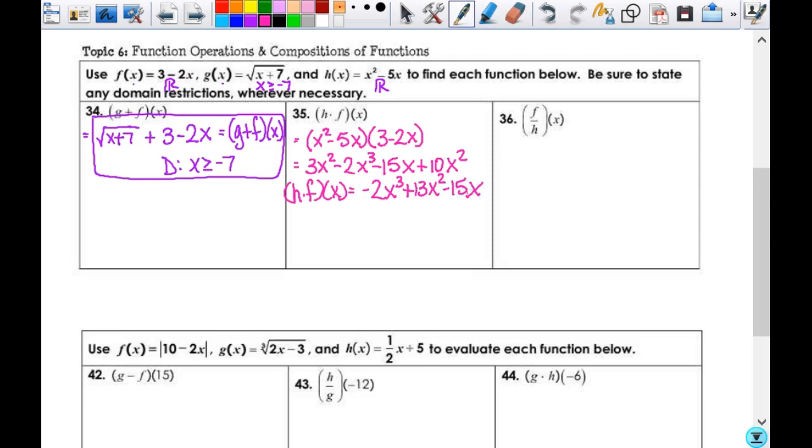Okay. And then my domain. The domain for h is all real numbers. The domain for f is all real numbers. So this domain is all real numbers.